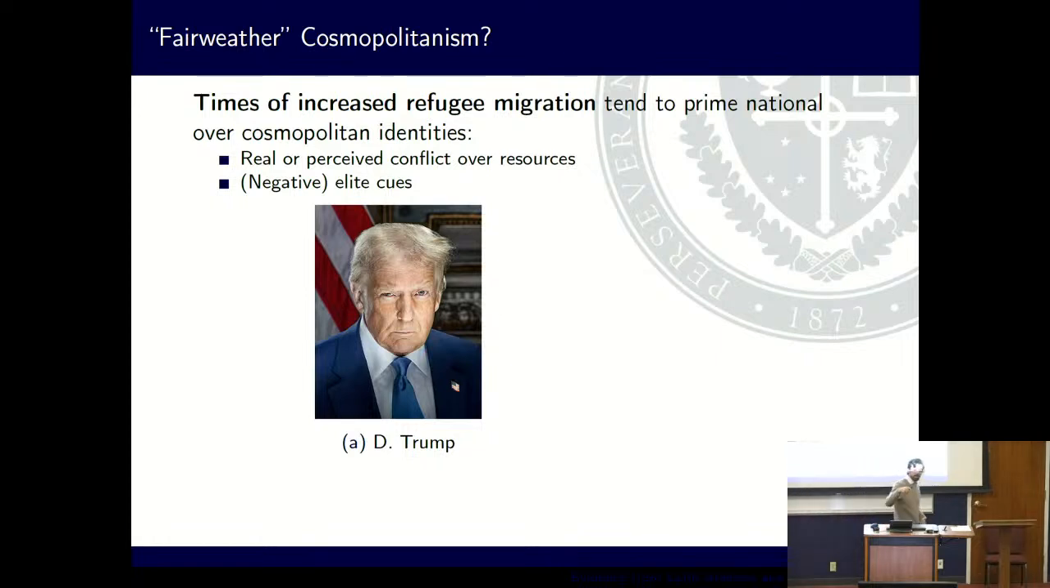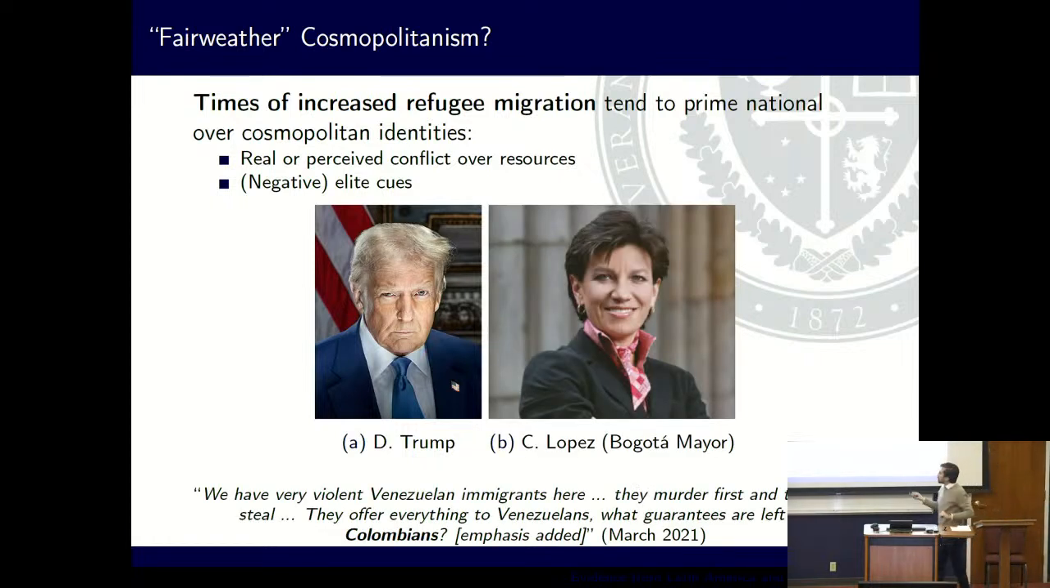And it's not just Trump saying this, it's other politicians as well that will try to say things that emphasize national identities over other types of social identities. So I'll use another example of a non-US politician. This is the mayor of Bogota. So we're talking about Colombia here. Claudia Lopez, who's actually a politician of the Green Party, which is a leftist party. And during the Venezuelan refugee crisis, she had some not so nice things to say about Venezuelan migrants coming into Colombia, calling them violent, talking about how they want to murder, they want to steal, and again, emphasizing that we need to save things for Colombians. So explicitly mentioning the national identity.